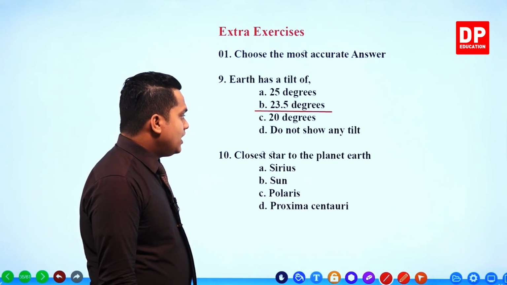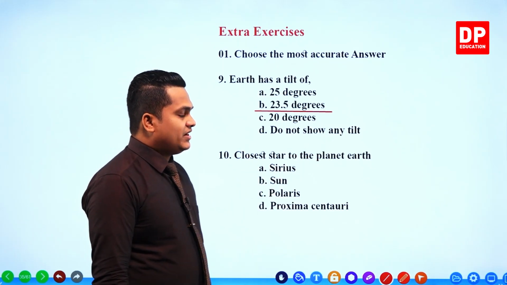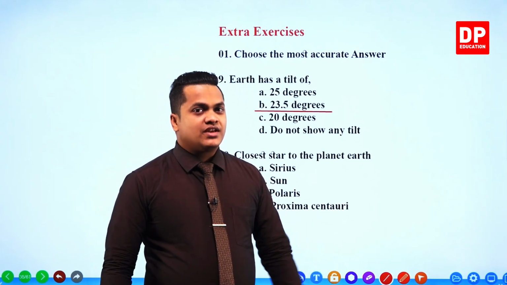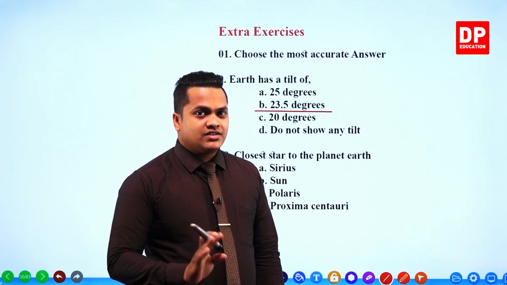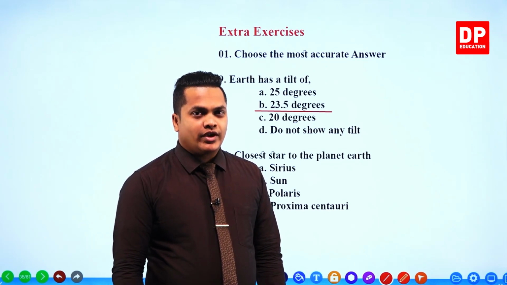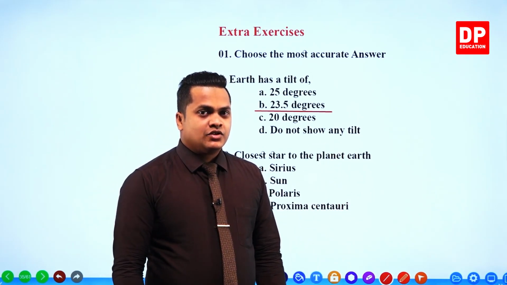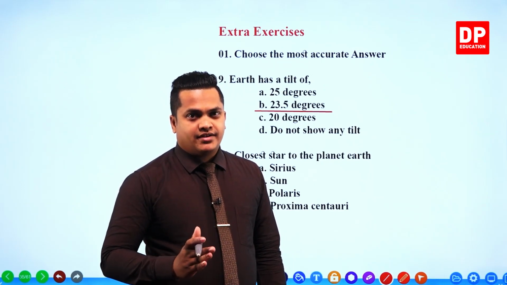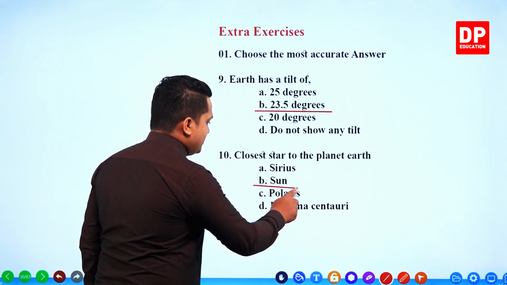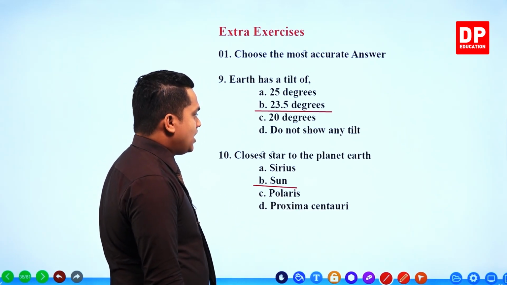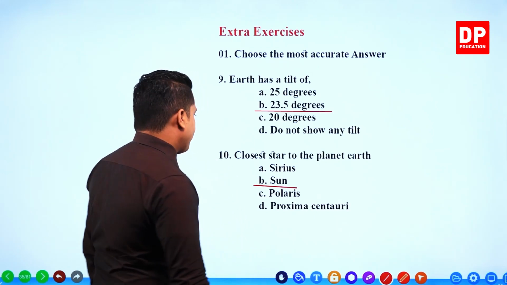Next one, closest star to the planet Earth. So we were discussing this when we were discussing the questions regarding the textbook, right? I told you that the closest star to our planet Earth is none other than the sun. They are not mentioning any other special cases like the night sky. So the closest star to our planet Earth is the sun, because the sun is a star, right?